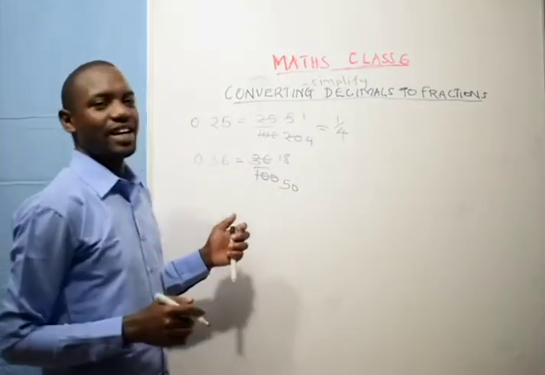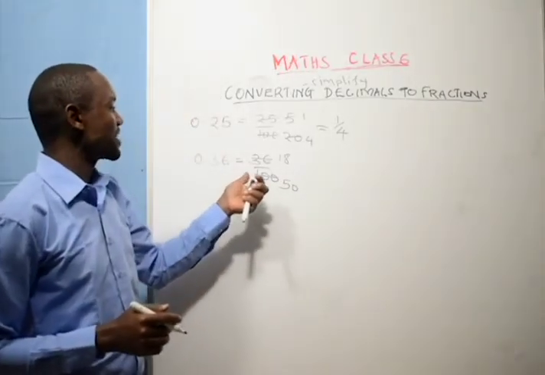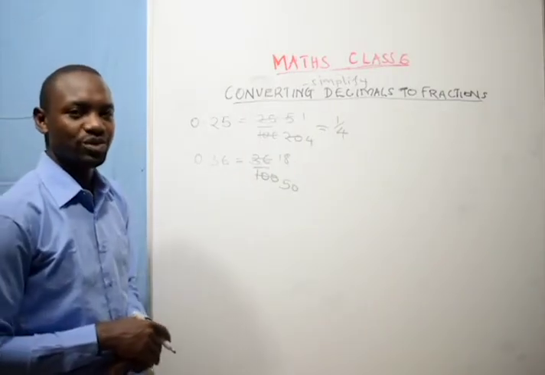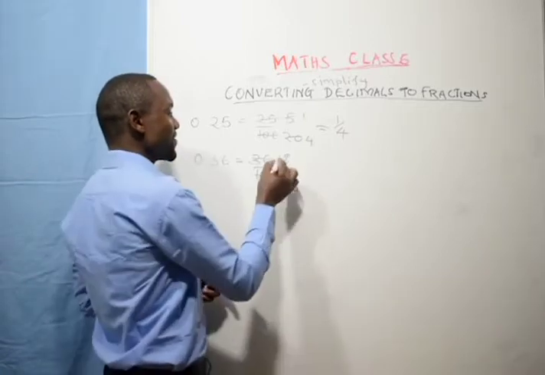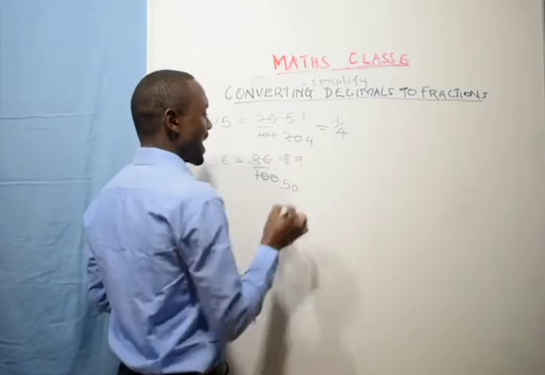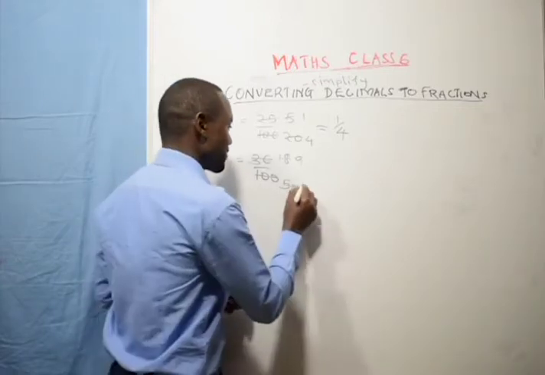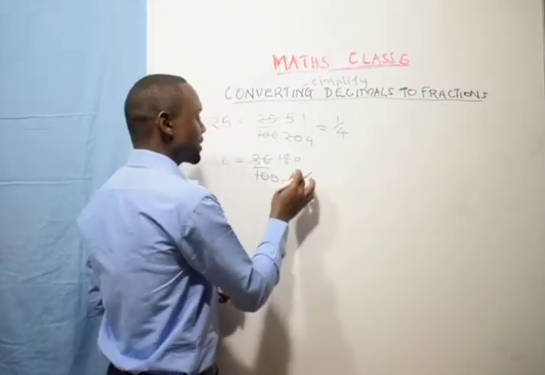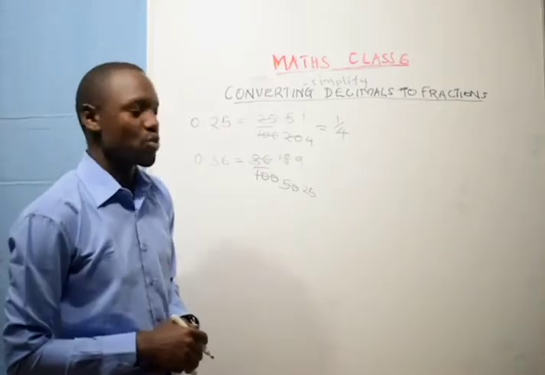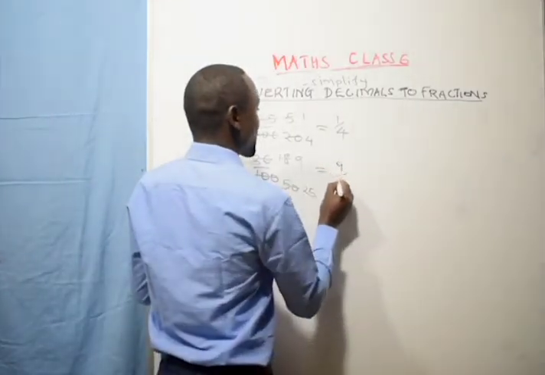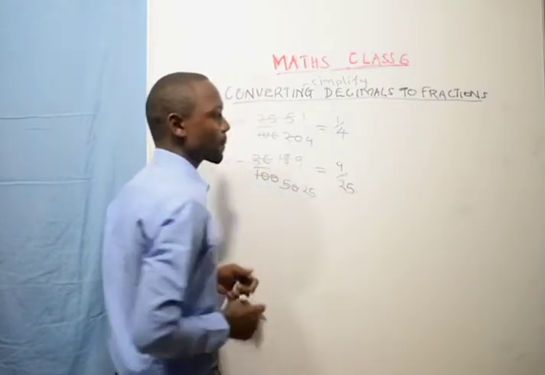Don't rush to the larger numbers. From there, these numbers can still be simplified by 2. Is it so? Yes. 18 divided by 2 is 9. 50 divided by 2 is 25. Can these numbers be divided further? No. So 0.36 is the same as 9 over 25.